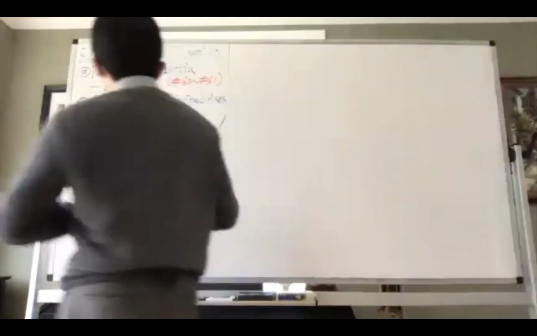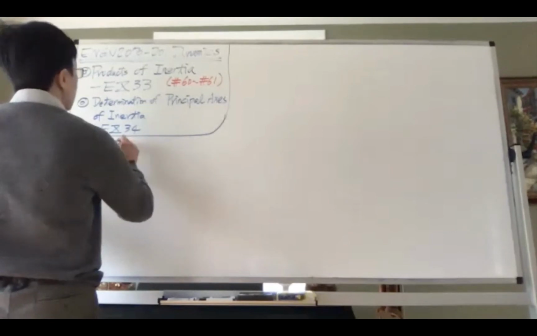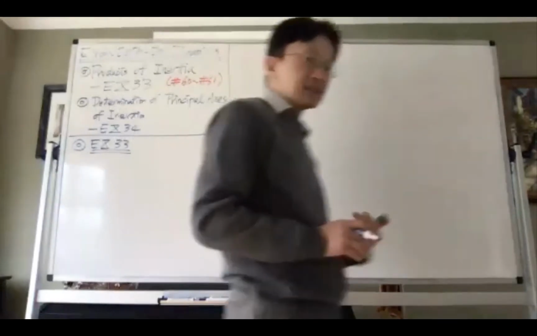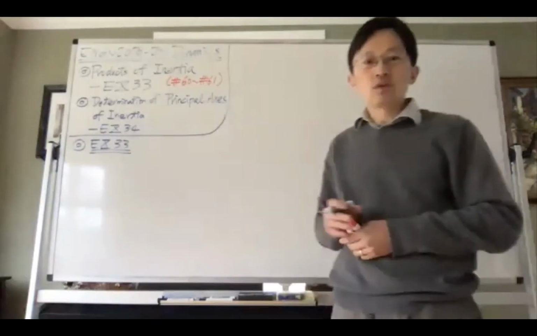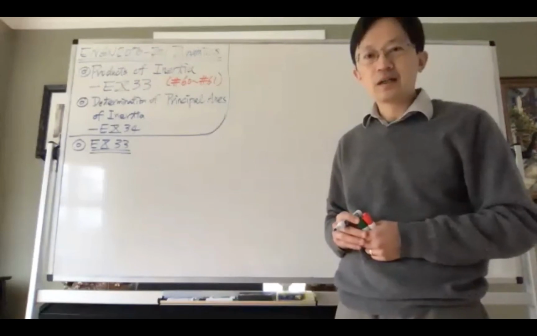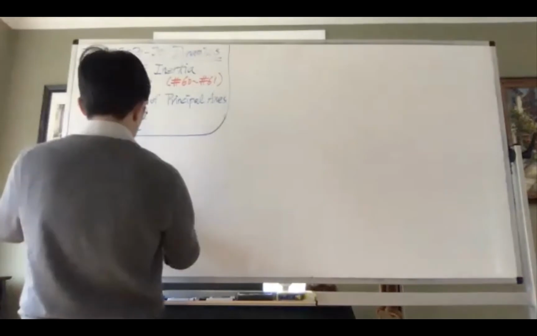Okay, then let's consider one example. I'm going to start this example by calculating principal mass moment of inertia, and then we're going to calculate products of inertia. So you're going to see the difference between these two. And this is what this example would look like.